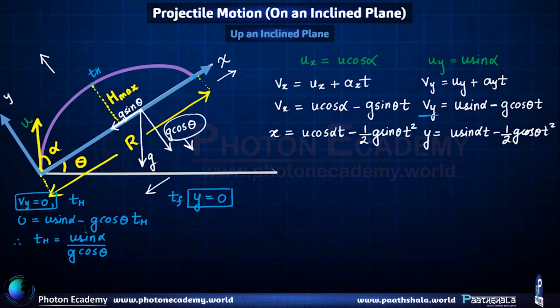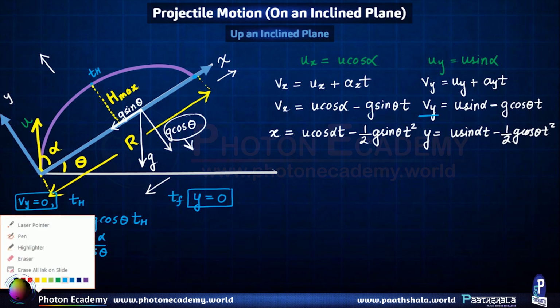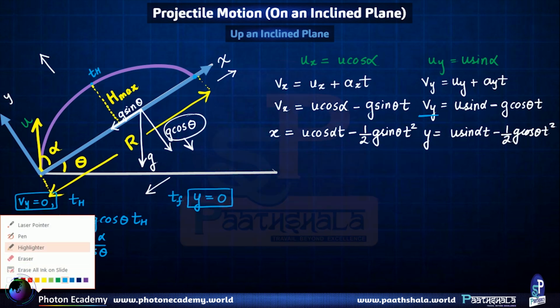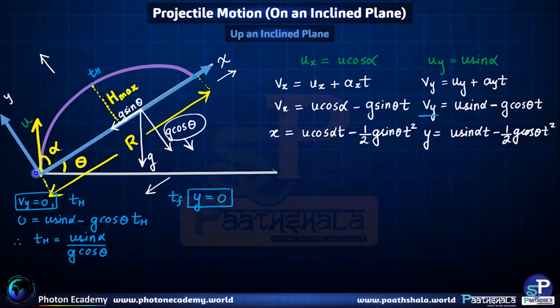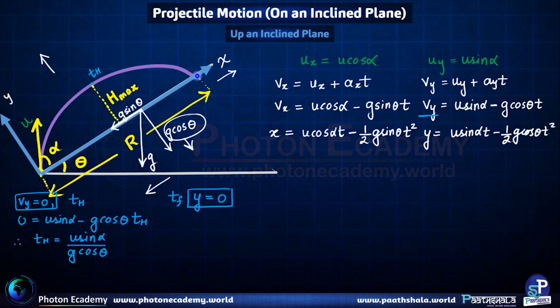because if you look at this diagram, the particle is going to go up, and then come back down on the inclined plane. So y is nothing but the displacement perpendicular to the inclined plane away from the inclined plane. So basically when the particle goes up and comes back down, then y is going to become 0.